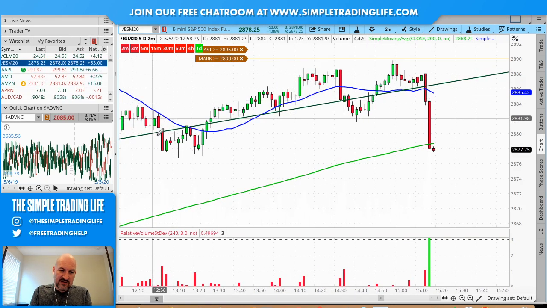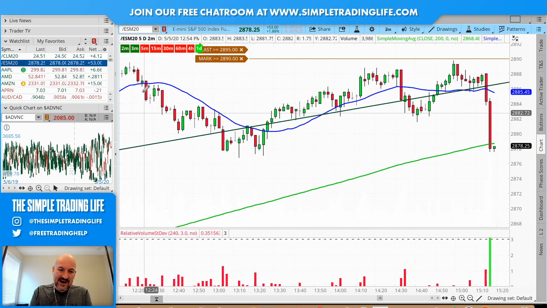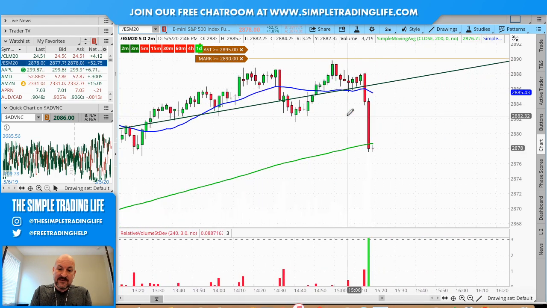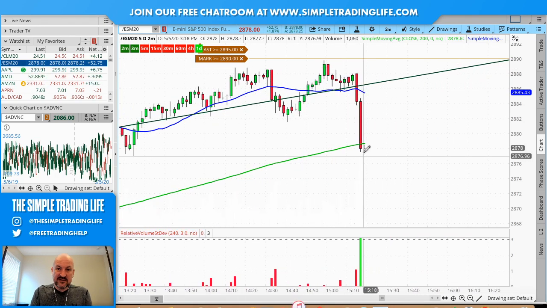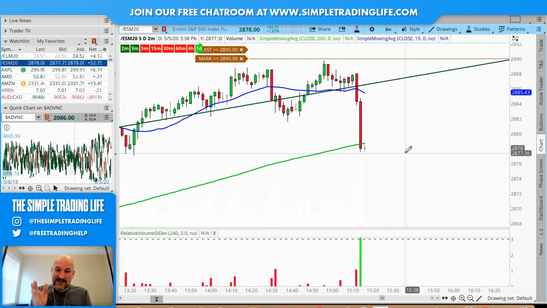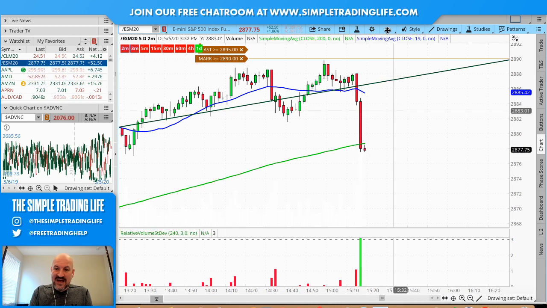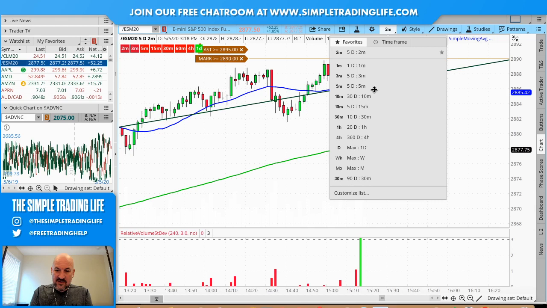Just come back through here. The more violent moves, the bigger red candles are to the downside. The green candles are smaller, even though they were going up. And then this happens right there. You don't want to be caught on the wrong side of something like this. Okay? All right. So I'm not going to take anything right now.